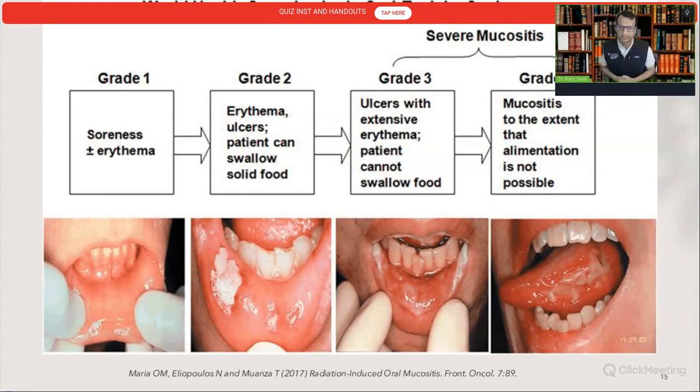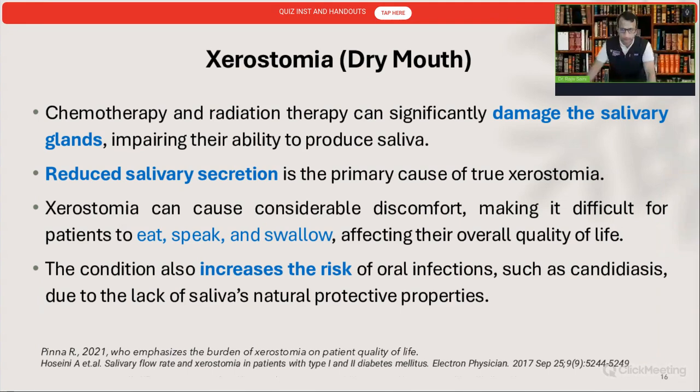Grade 3 is extensive erythema. The patient cannot swallow food, so the patient is always on a liquid diet. And grade 4 is an extremely life-threatening situation where the patient cannot even drink any liquid, so it's always going through IV infusion. So these are the different clinical pictures, like how worse a situation can be, and what our role is as dental professionals in order to help prevent these situations from getting worse.